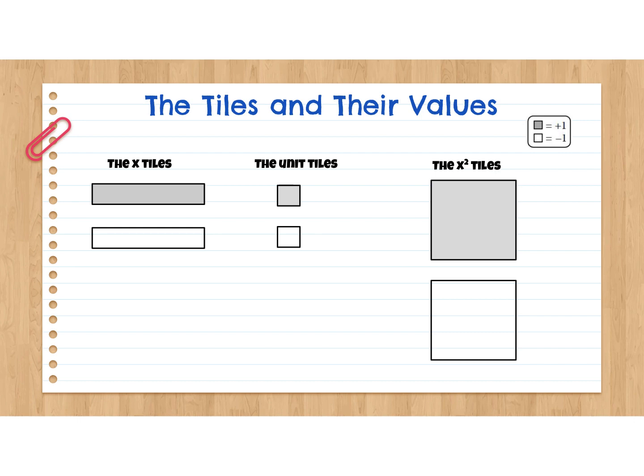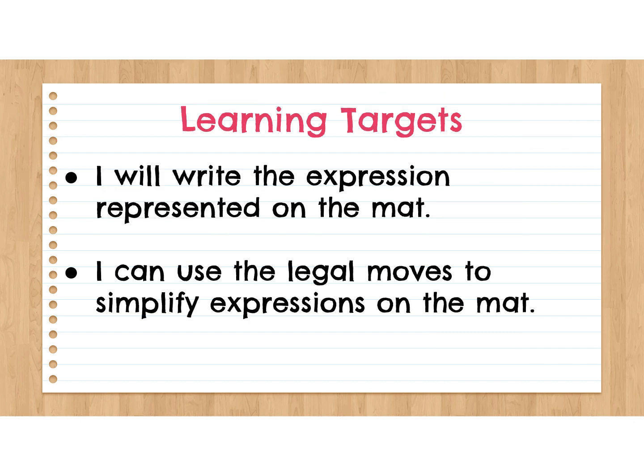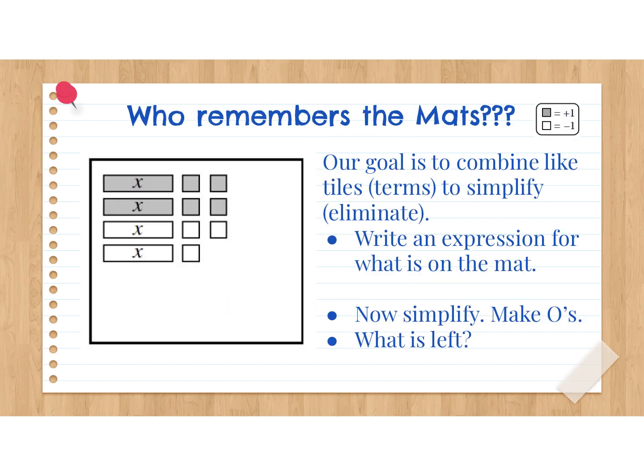Your learning targets for today are: I can write the expression represented on the mat. You know how to do that, all right? And the next one is, I can use the legal moves to simplify expressions on the mat. Okay, so this is our mat. We have positive tiles, negative tiles, x tiles, and unit tiles. Our goal is to combine all of our terms and then to simplify them, to eliminate things.